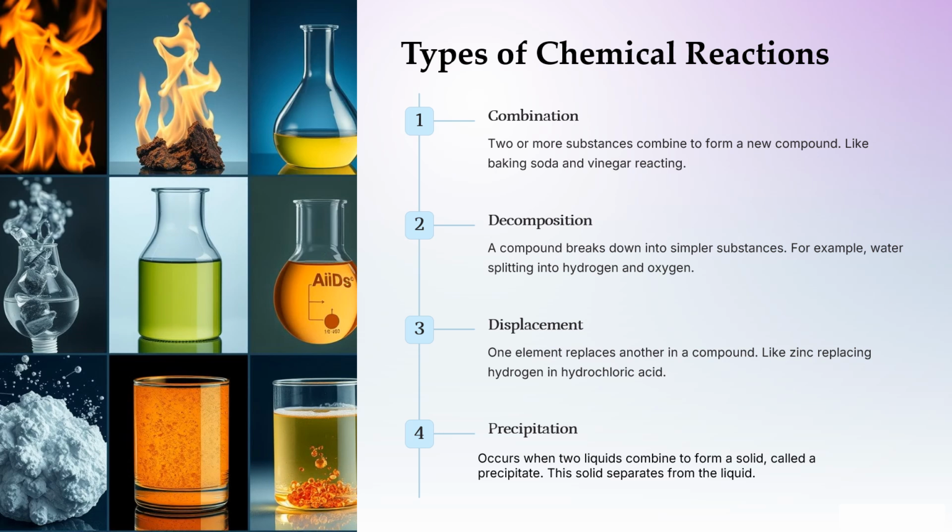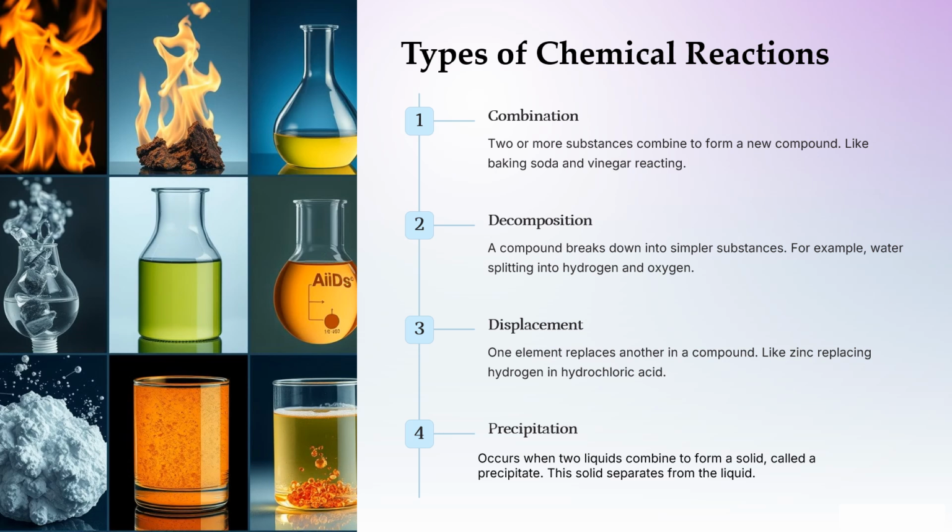Next is the decomposition reaction. The chemical reaction in which a compound breaks down into two or more simple substances is called decomposition reaction. These types of reactions require energy which is given in the form of heat or electricity. When current is passed through water, it gives off its constituent elements, hydrogen and oxygen, in gaseous states. This process is called electrolysis and this is an example of decomposition reaction.